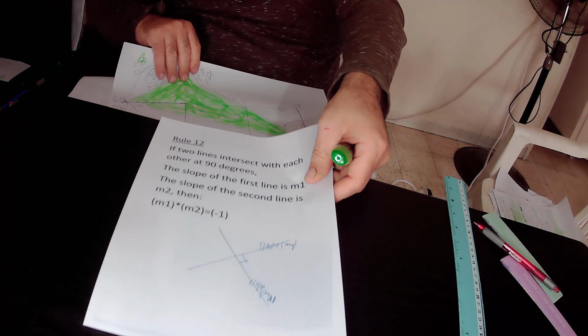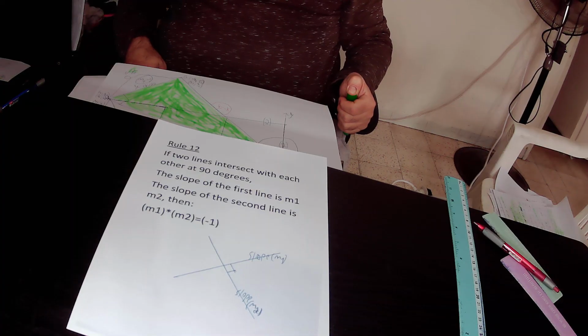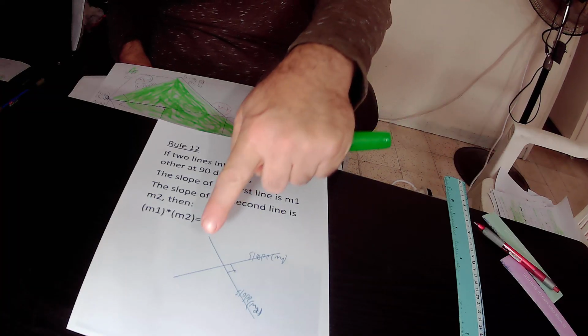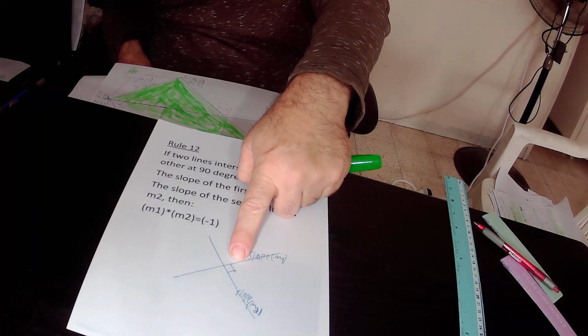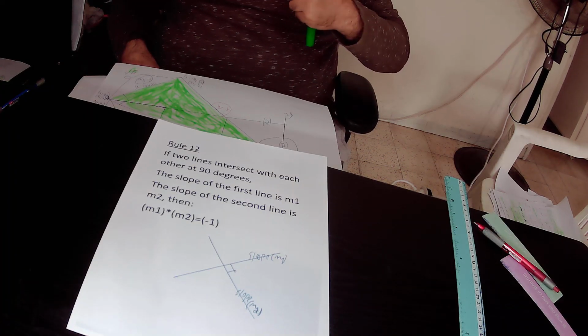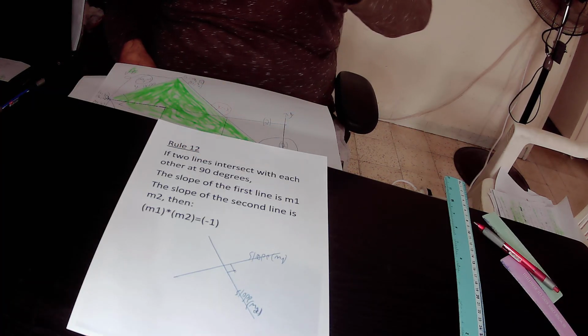According to rule 12, if two lines intersect with each other at 90 degrees, that is to say they are perpendicular to each other, and we know that the slope of the first line is m1 and the slope of the second line is m2, then the following equation holds: m1 times m2 equals minus 1. So here, the slope of this straight line is m1, the slope of this straight line is m2, they are perpendicular to each other, they create 90 degrees with each other, and whenever two lines create 90 degrees with each other, then the product of their slopes must be equal to minus 1. That is to say, m1 times m2 equals minus 1.